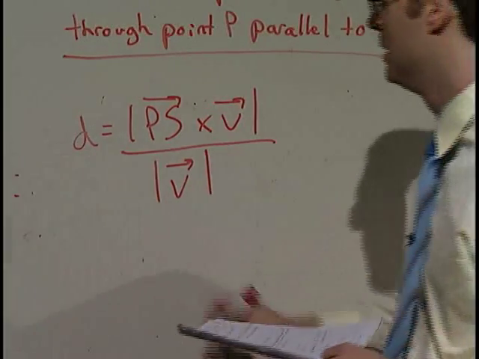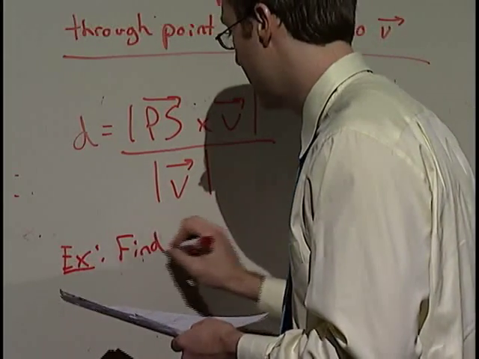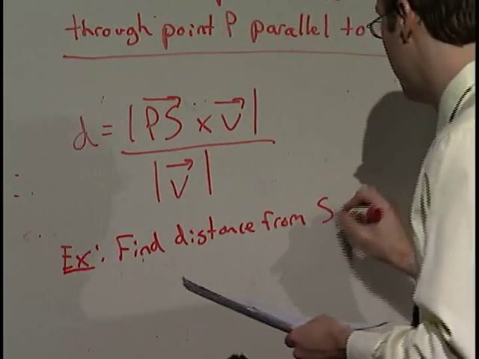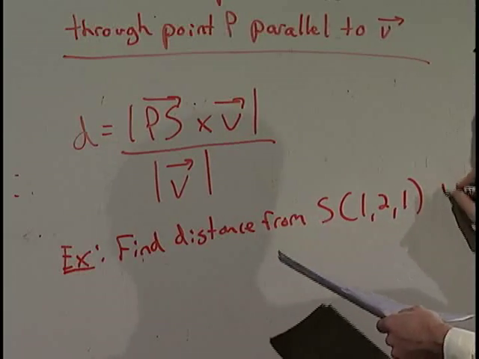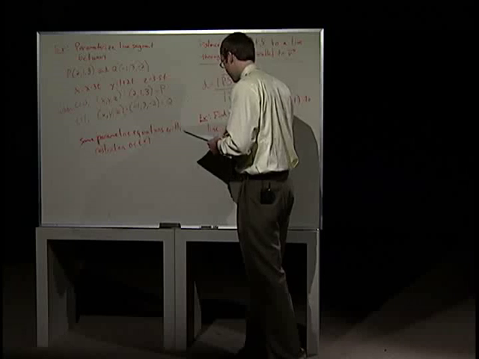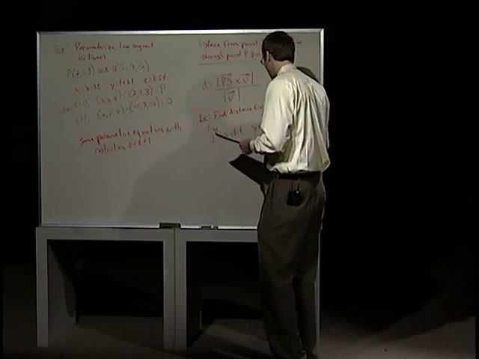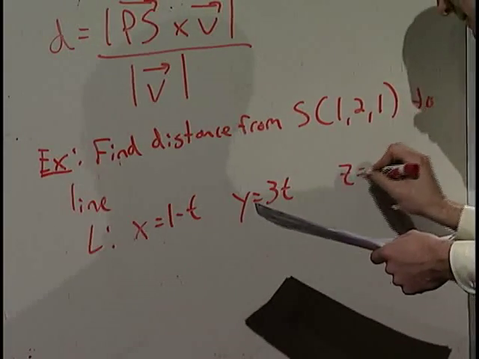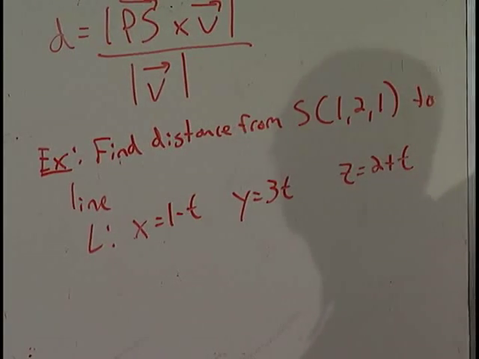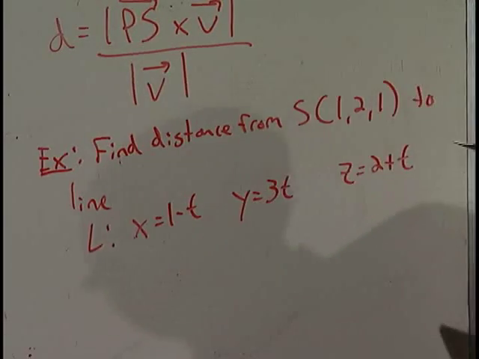All right, so we can go right to using this then. So let's find the distance from the point 1, 2, 1 to the line L, and I'll give you the parametrics here: x equals 1 minus t, y equals 3t, and z equals 2 plus t. And this point does not lie on this line. Certainly, if it did, the distance would be 0. It would be a redundant question to ask.